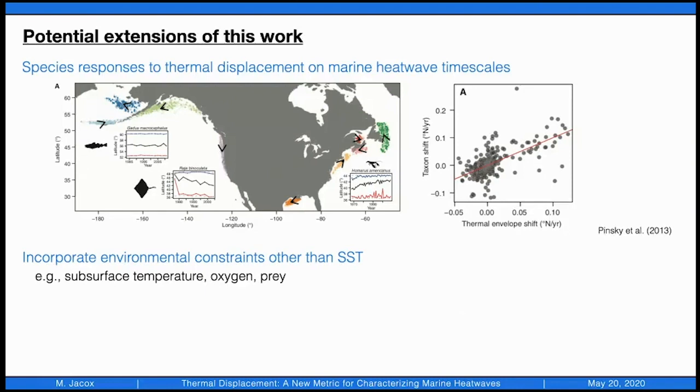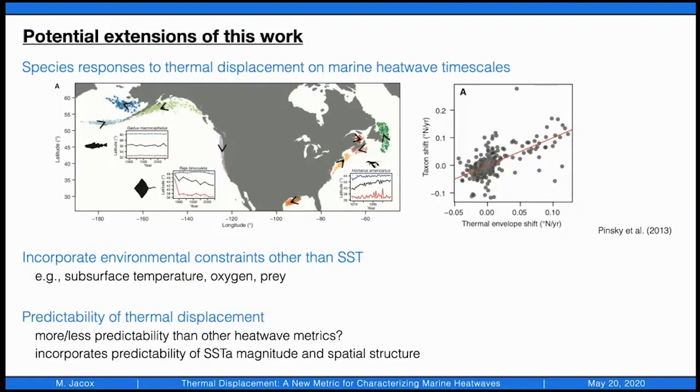Another obvious extension is to move beyond SST. SST is certainly a useful proxy for a lot of things that are going on in the environment and a lot of responses that marine species have, but it's not everything. And it certainly isn't everything that marine species respond to. So you can imagine further constraining these displacements, not just by where a suitable surface temperature is, but allowing movements to greater depths in some cases, or constraining it to regions with adequate oxygen, with suitable prey, et cetera.